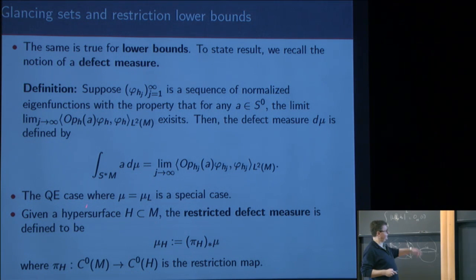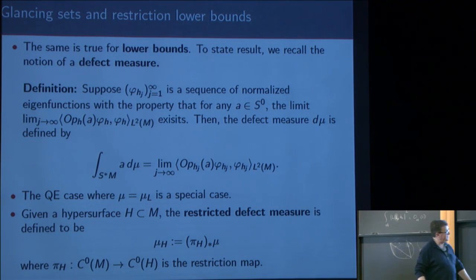So in the QE case that I talked about, this defect measure is just Liouville measure. It's a volume measure on the cosphere of M. The restricted defect measure, if I have a hypersurface, is just the restriction of this measure to the hypersurface. If you have a bounded sequence of eigenfunctions, you have a subsequence such that the limit of the matrix elements is given by integration against some measure, and that measure is called the defect measure of that subsequence. In the quantum ergodic case, this defect measure is just volume measure.